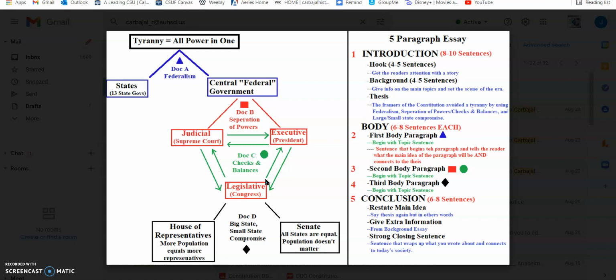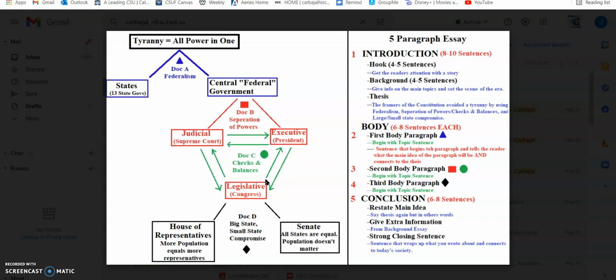The thesis is something that is usually really hard to come up with when writing an essay. But for this instance, we have given you the thesis, so you don't have to worry about it. The answer to the question is: the framers of the Constitution avoided a tyranny by using federalism, separation of powers, checks and balances, and large and small state compromise. That is your answer. Now, in order to get that, you need to have a hook and the background.